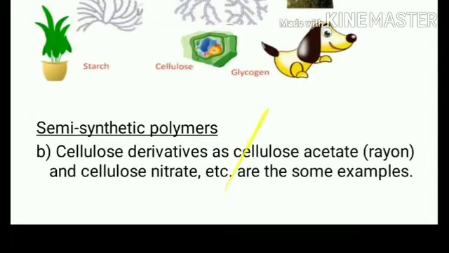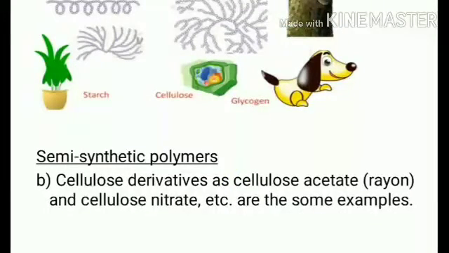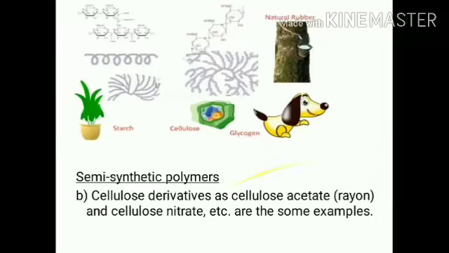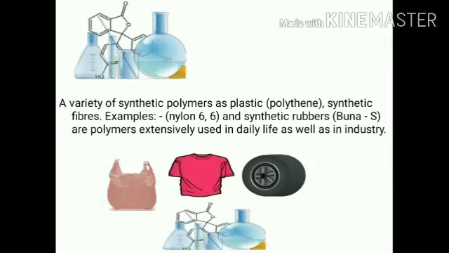Now synthetic polymer is formed by human beings, that is called synthetic polymer. Okay, there are so many synthetic polymers: ethene, polythene, polyethylene, polystyrene, Buna N, Buna S. So many are examples of synthetic polymers. Most polymers are synthetic polymers, but a few are natural polymers. Now a variety of the synthetic polymers as plastics, polythene.